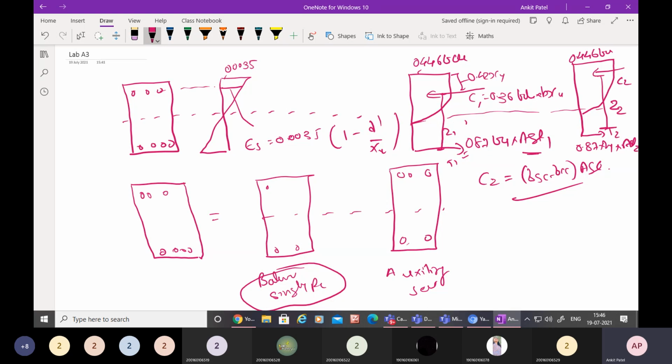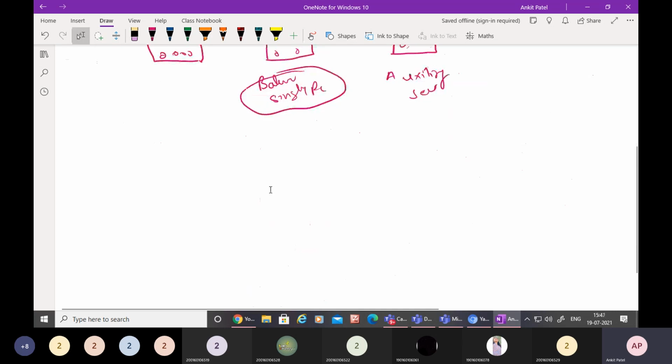Z1 you all know very well: d minus 0.42 times xu, and Z2 is equal to d minus d', because it's at the level of the compression reinforcement. And the distance of this from the extreme top fiber is d', that is the top cover. Clear? So now let's summarize all the equations. These things we have covered in previous lectures. So I'm going to write them down one by one.